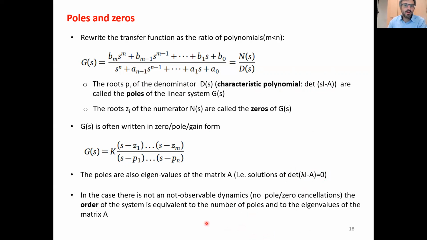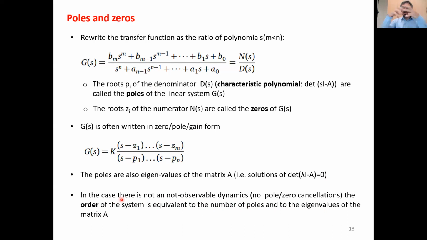But in case we have a non-observable dynamics, it happens that the order of the system is equivalent to the number of poles. So in case we don't have an unobservable dynamic, so everything is observable from outside, the order of the system is the number of the poles of the transfer function and is equal to the eigenvalues of the matrix A.